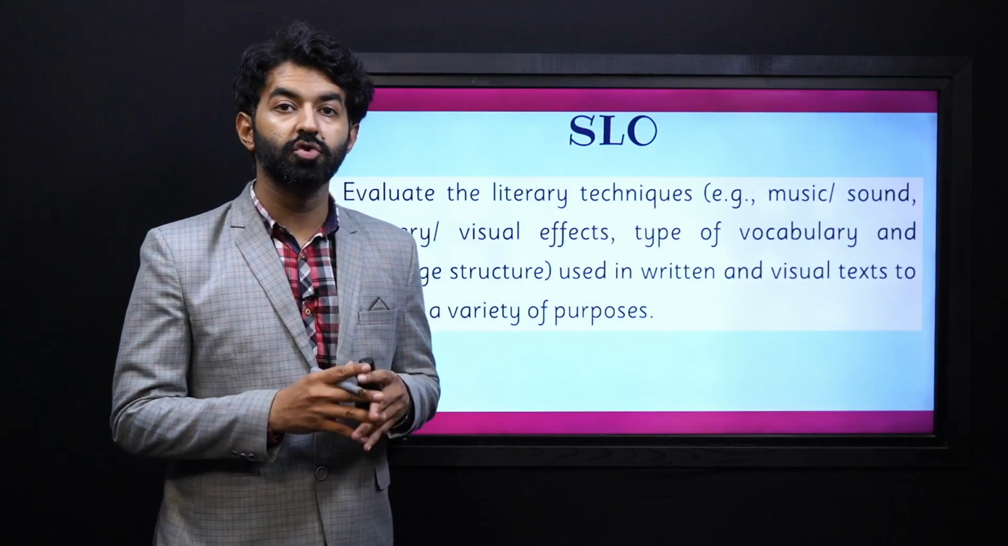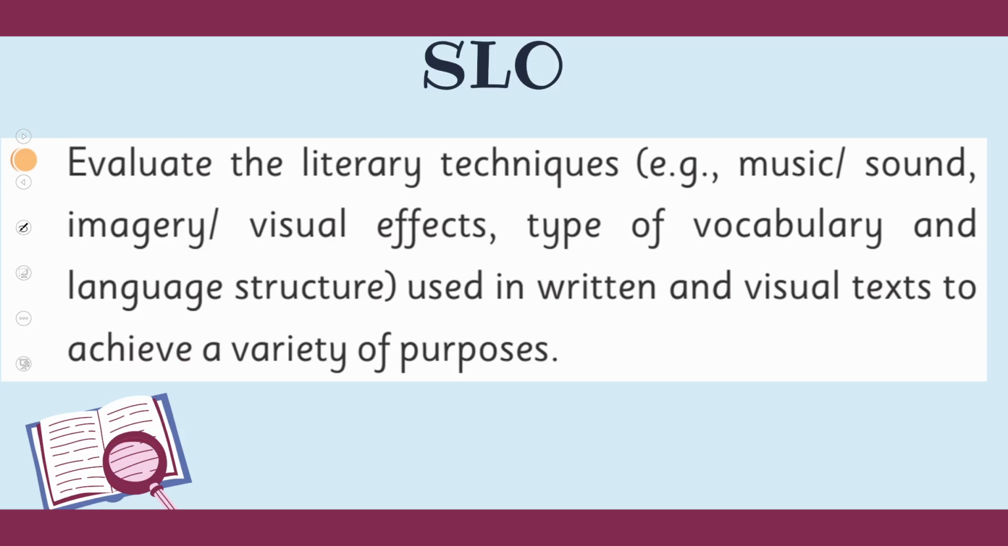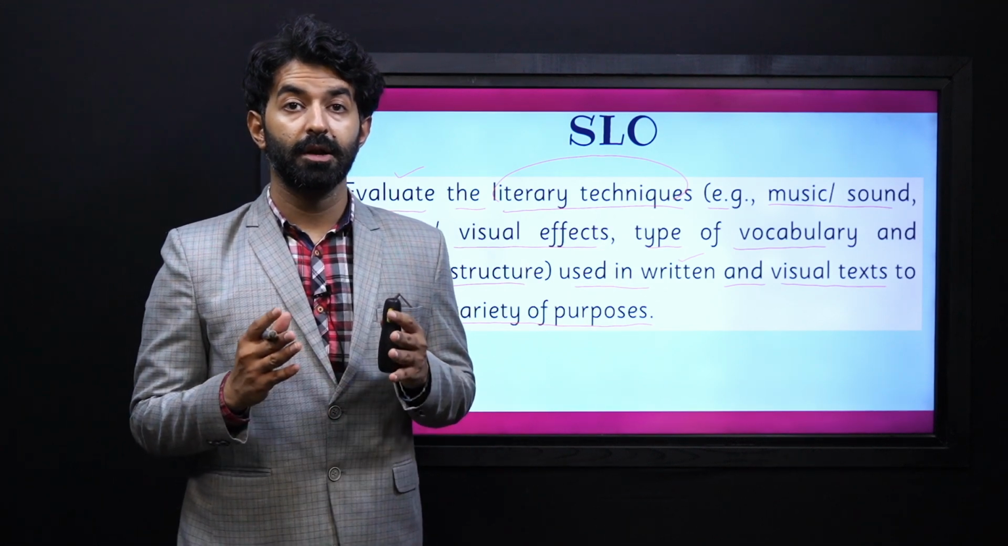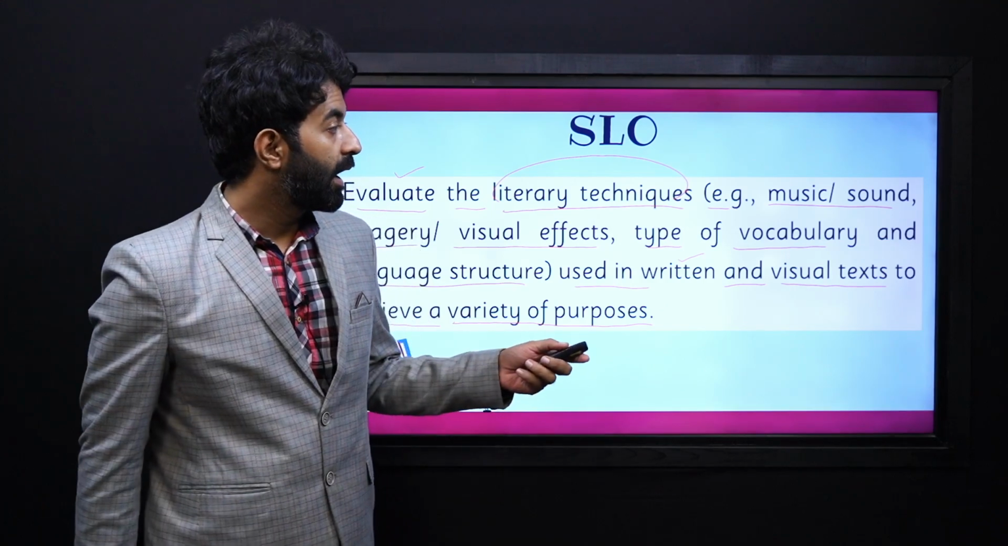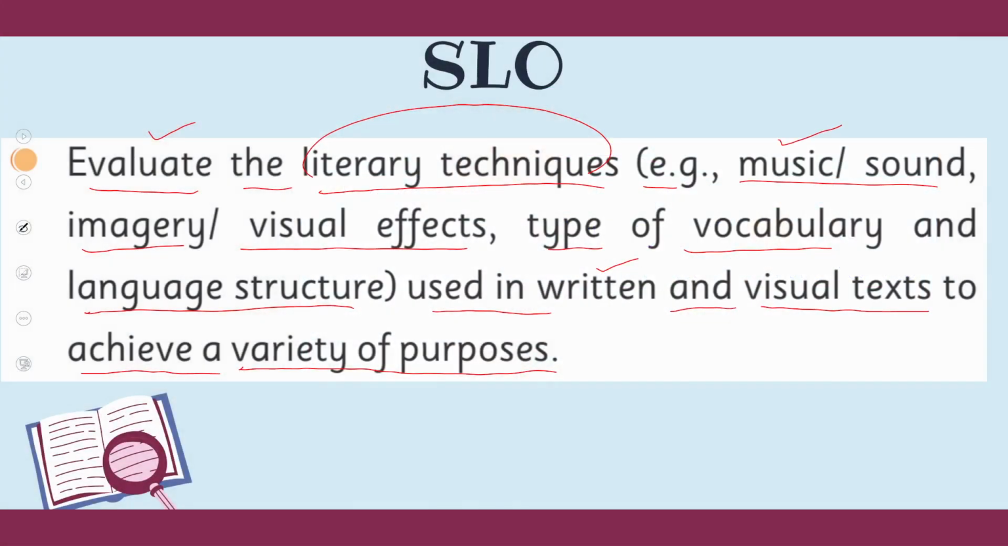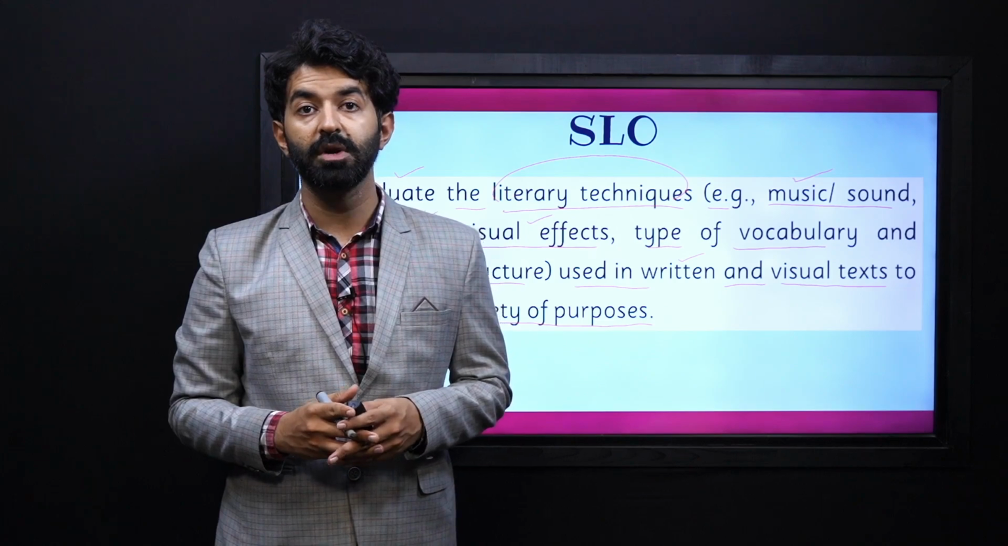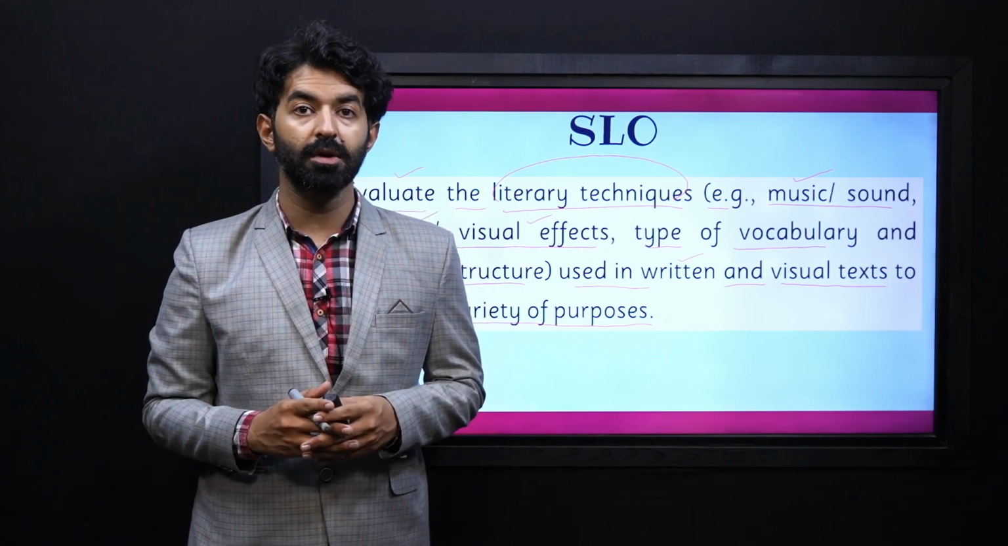Now, let's talk about our students' learning outcome. So, our SLO is to evaluate the literary techniques, for example, music or sound, imagery or visual effects, type of vocabulary and language structure used in written and visual texts to achieve a variety of purposes. So, dear learners, we will be looking at some literary techniques and specifically poetic techniques, and we will be covering all these when they are used in music or sound, imagery, visual effects, and the type of vocabulary with the language structure, both in the written and visual text. So this is our students' learning outcome for this video lesson.